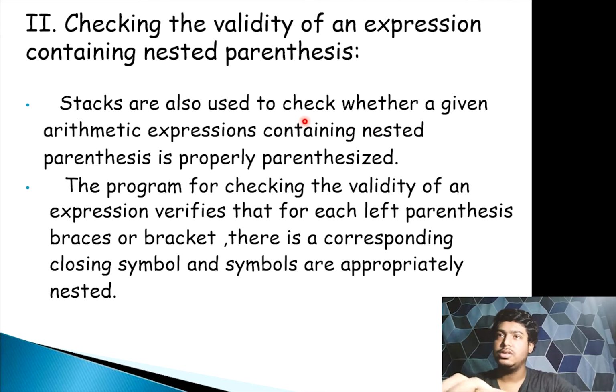Stacks are also used to check whether a given arithmetic expression containing nested parentheses is properly parenthesized. The program for checking the validity of an expression verifies that for each left parenthesis, brace or bracket, there is a corresponding closing symbol, and that the symbols are appropriately nested.